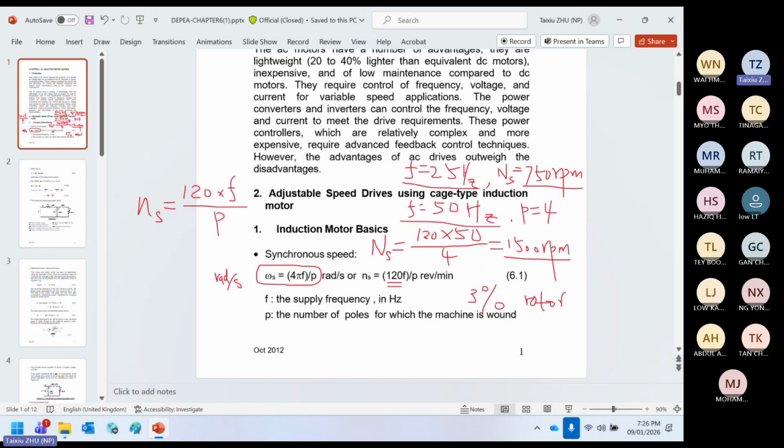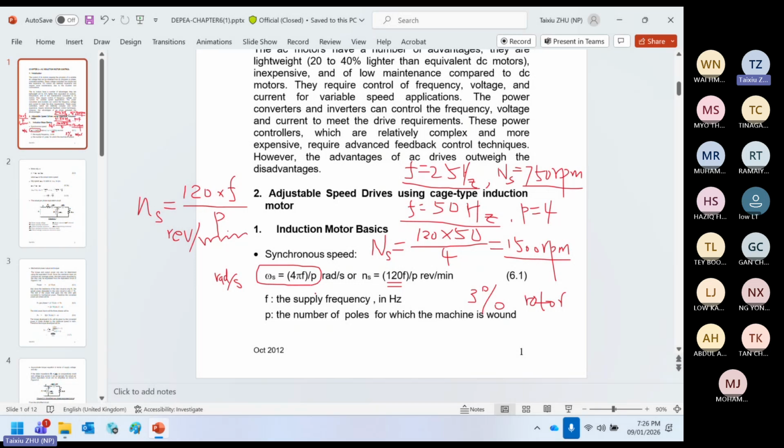When we do other calculations, usually we use radians per second. But so far in this topic, most of the time we use RPM. RPM is easy to understand, meaning revolutions per minute. So actually we can easily convert this one.